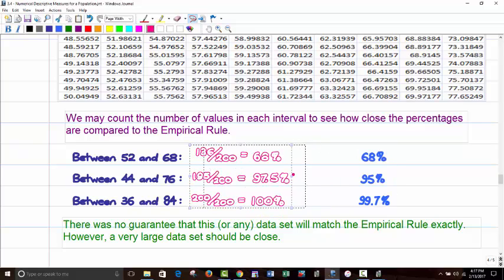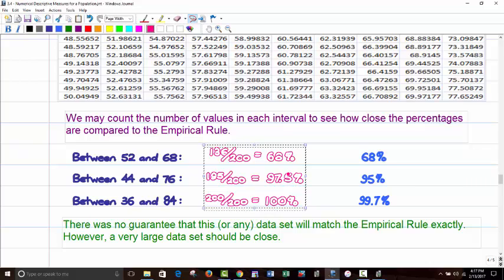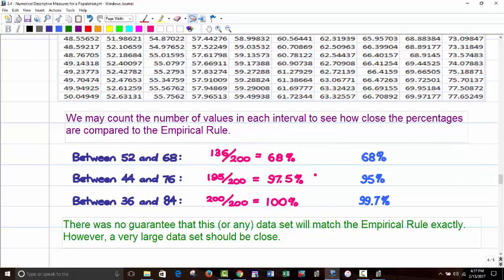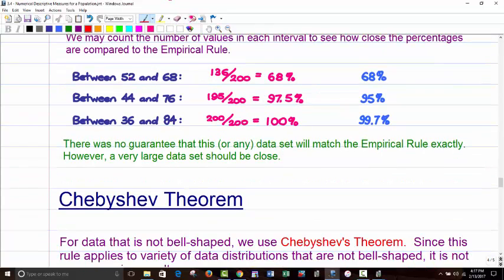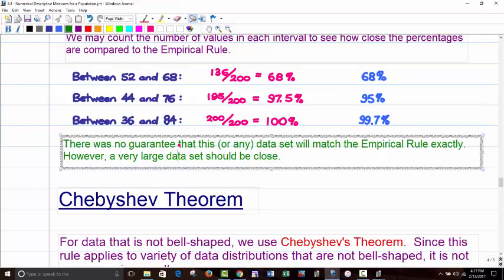Okay, so then you can do the next one, 44 and 76. I got 195 out of 200, which is 97.5, and we were expecting 95. And the last one, all of them were between 36 and 84, but obviously 100% is not far off from 99.7%. Okay, so here's what I'm mentioning, you should be close, but no guarantee you're going to match.